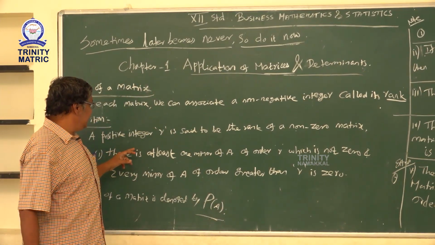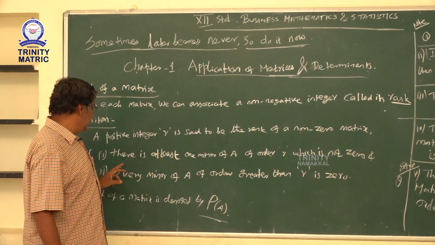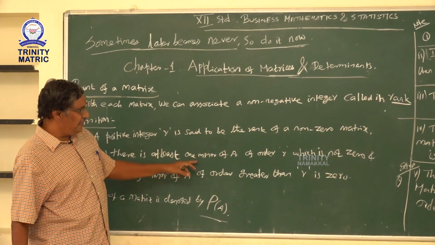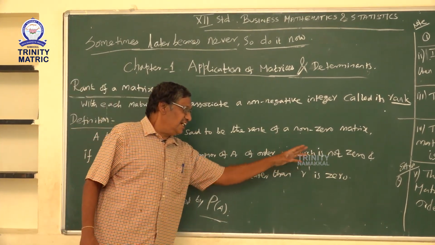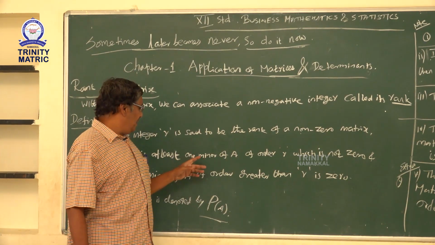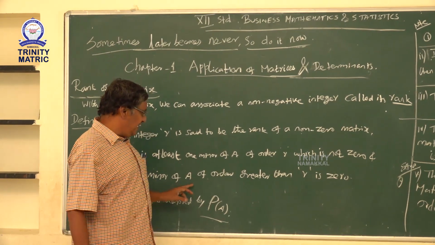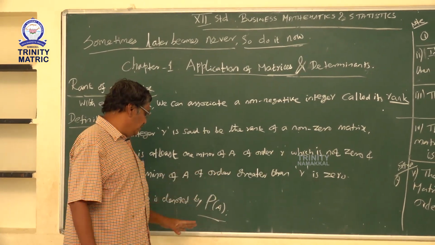What is the definition? A positive integer r is said to be the rank of a non-zero matrix A if there is at least one minor of A of order r which is not zero, that is, at least one of the minors does not vanish, and every minor of A of order greater than r is 0.